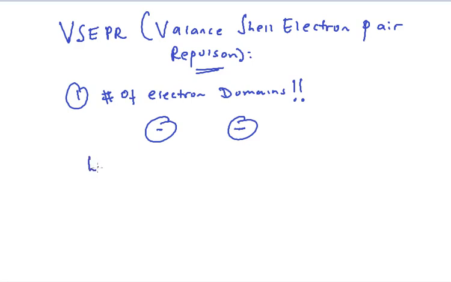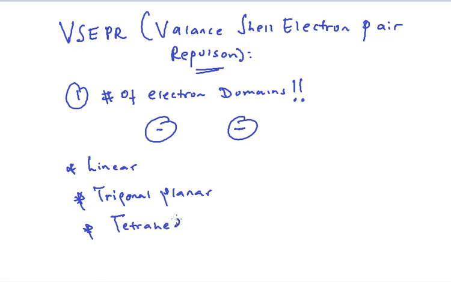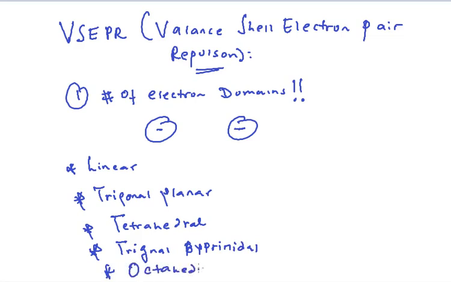We will have a linear structure, a trigonal planar structure, a tetrahedral structure, a trigonal bipyramidal structure, and an octahedral structure. So how do we know whether we have linear or trigonal planar? Like I said, the important part is the number of electron domains.